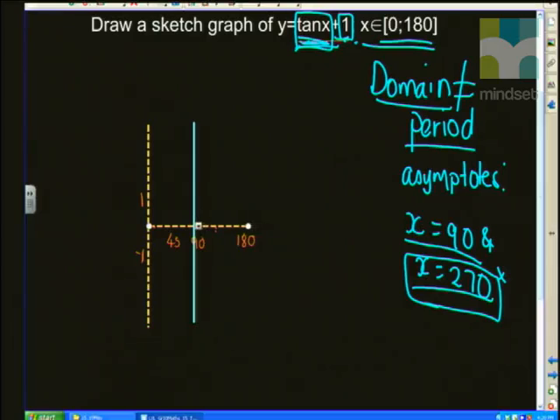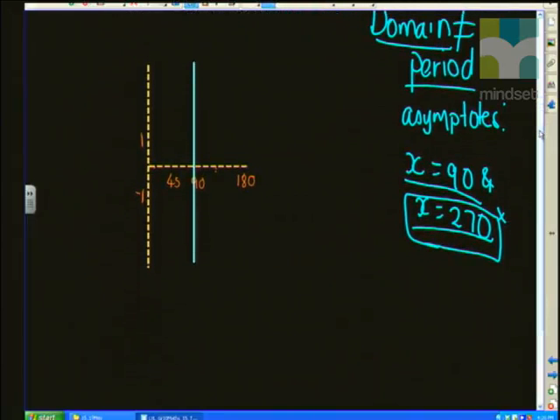All right. So guys, if they give you a specific domain, you're only going to be interested in that part of the graph. You're not going to draw all this extra stuff from 180 to 360. We're only interested in this little portion, okay? So that's our y-axis, that's the x-axis. We know that that's the origin, that's the point 0, 0.